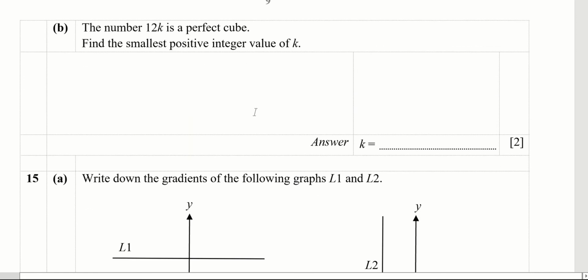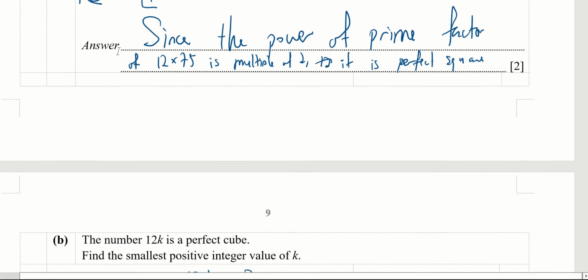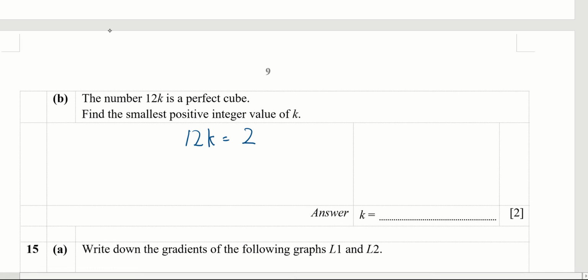Alright, let's continue with 12b, 14b. Now 12k is a perfect cube, so let us take a look at the earlier answer.